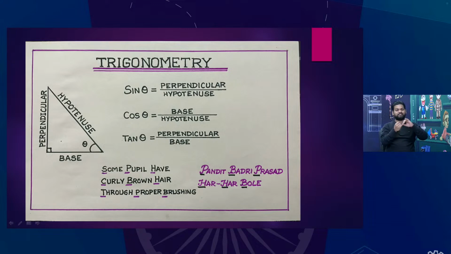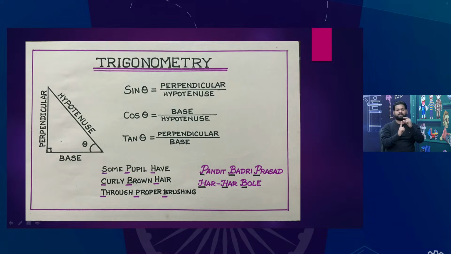Kusumji, cos theta in a similar way can be written as base upon hypotenuse. And what about tan theta? Through proper brushing. Here the first T reminds us of tan theta, and P represents perpendicular and B reminds us of base.